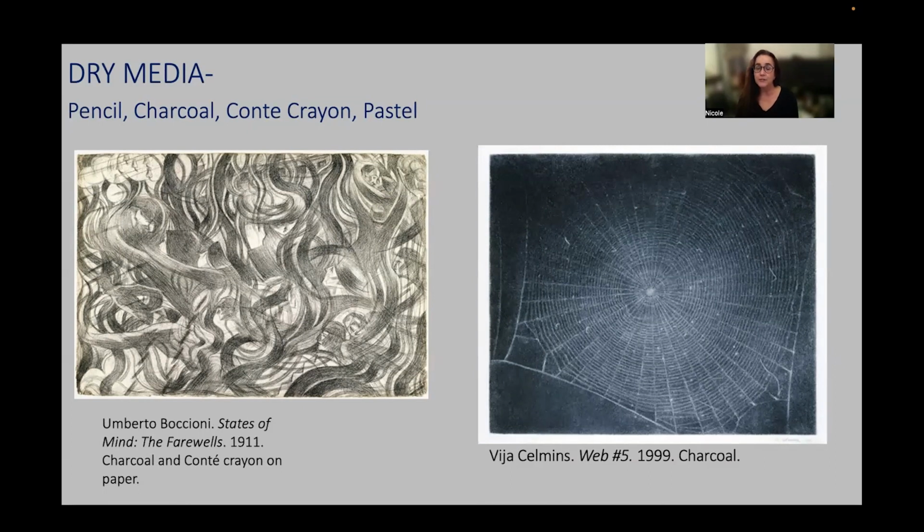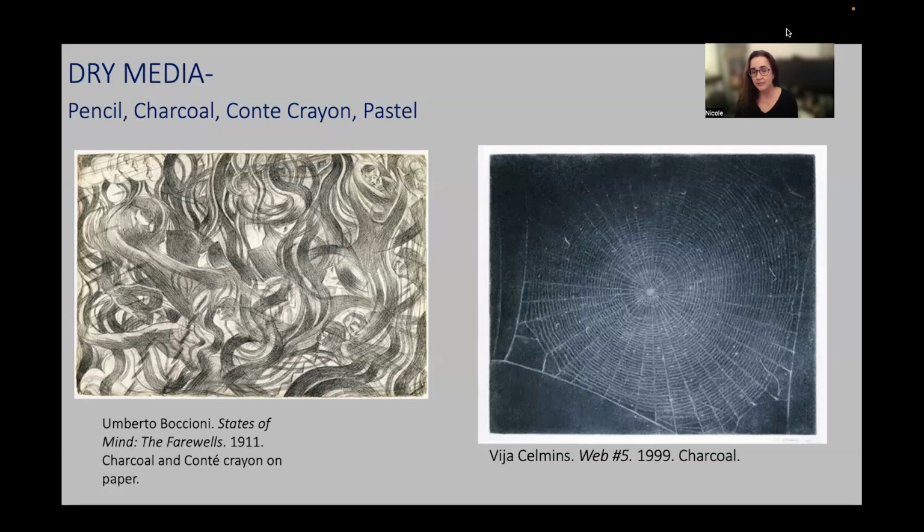Umberto Boccioni used a variety of tools and techniques to create his abstract drawing, States of Mind: The Farewells. In this drawing, we can see sharp lines, and we can see strokes that are wider. Those would be made with the side of the charcoal. We can see Boccioni using parallel hatching lines and also shading in areas.